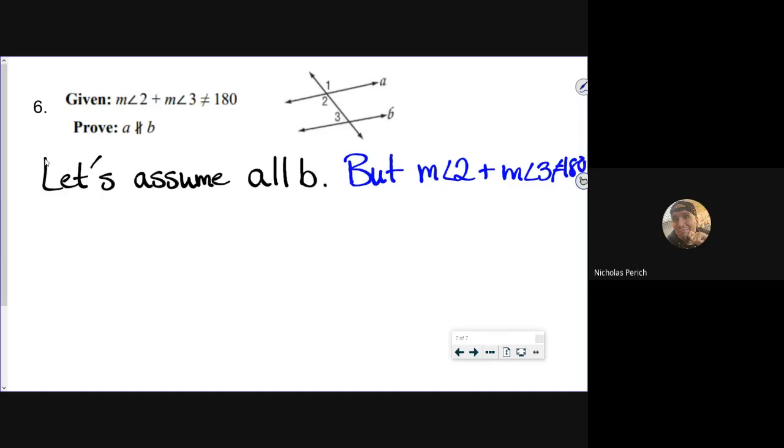See, the problem is if lines A and B are parallel, that would mean that angle 2 and angle 3 add up to 180. But angle 2 and angle 3 don't add up to 180. And since they don't add up to 180, what does that mean? They're not what? Parallel.